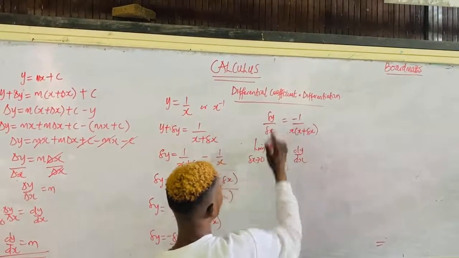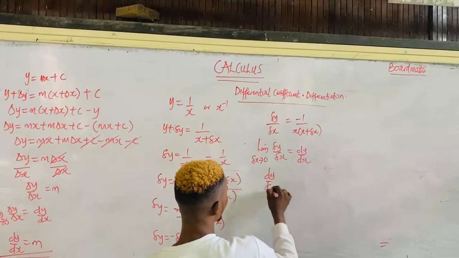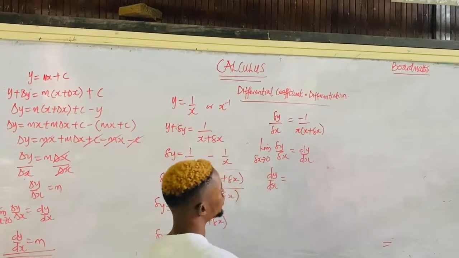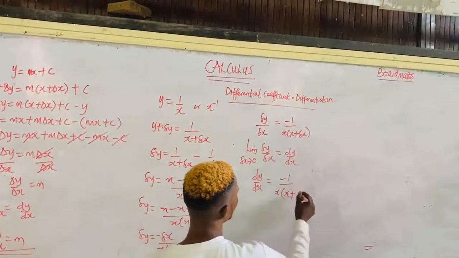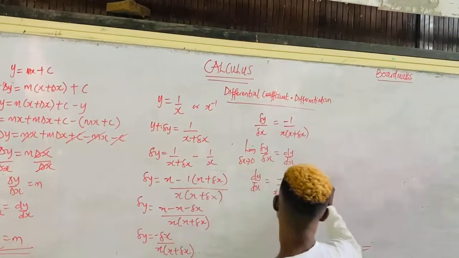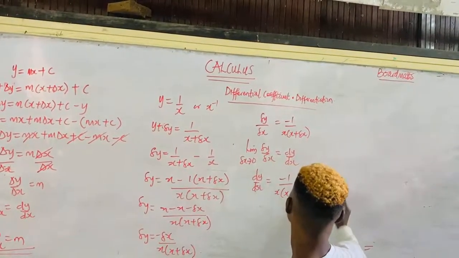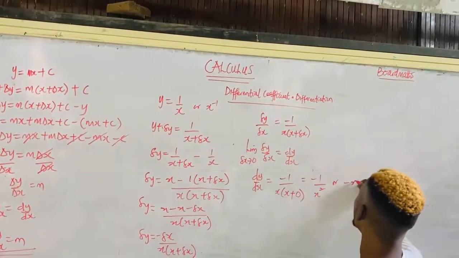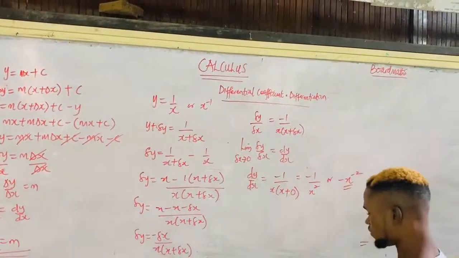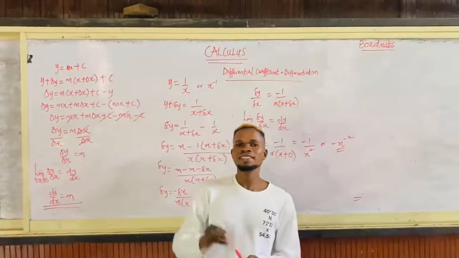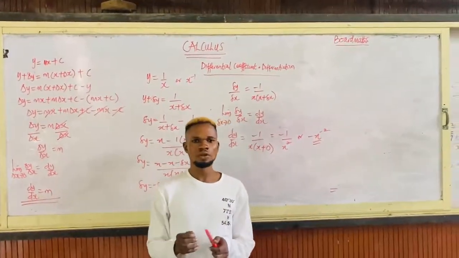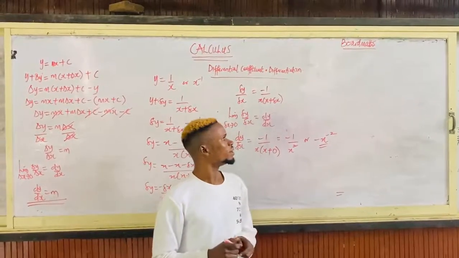So this becomes dy/dx, which is minus 1 over x plus δx, as δx tends to 0. That's the limit, which is 0. That's minus 1 over x squared, or minus x raised to power minus 2. That's the derivative coefficient of that. So don't forget, differentiation means finding the derivative coefficient of a function, or the derivative of a function.